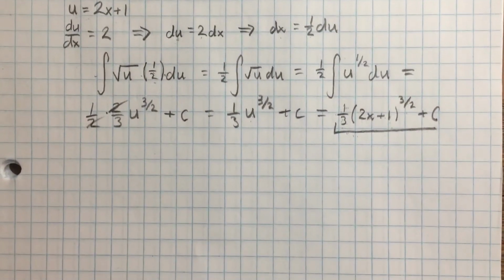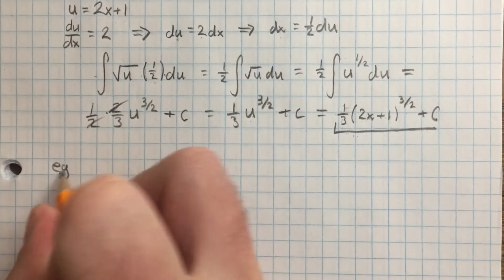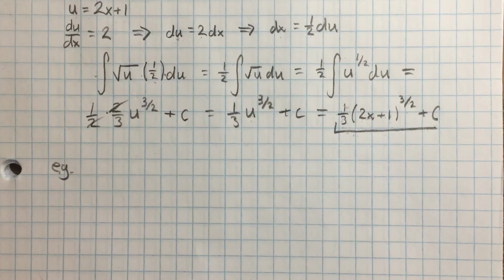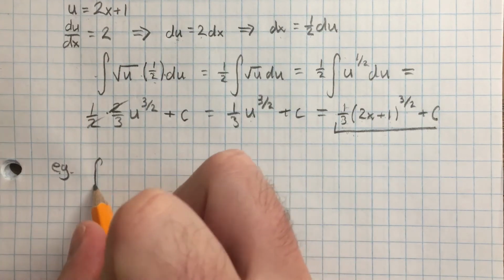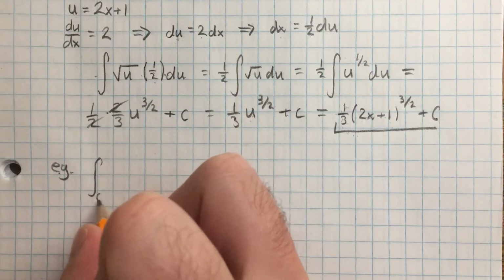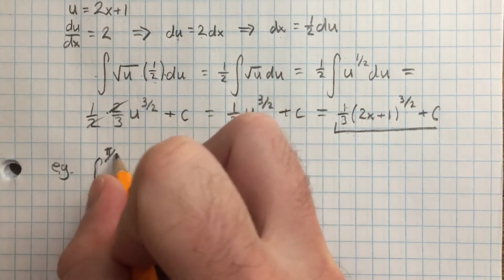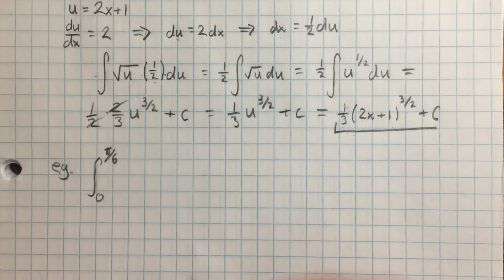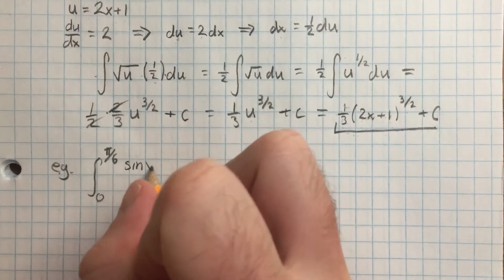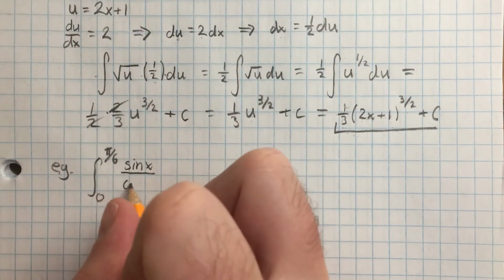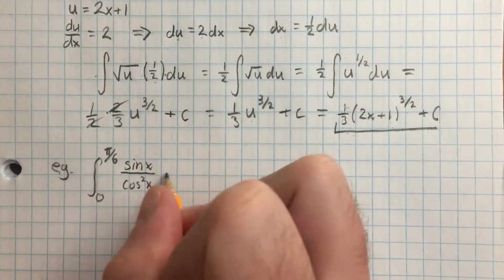Let's try another example. Let's say we take an integral, this is going to be a definite integral, from 0 to pi on 6 of sine x over cos squared x dx.